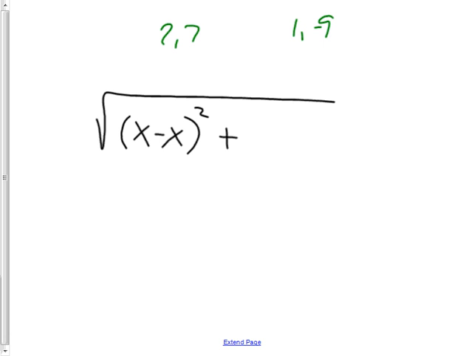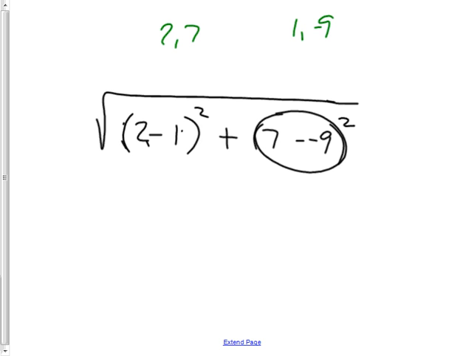Plus in the floor in between the 2. And here's the Y's fighting. Oops, Y's. And so hopefully you said my X's in this case are 2 and 1. And the other ones are the Y's. And that's 7. Be careful here. 7 minus negative 9. And yes, I've got to be careful with those negatives. So that becomes 7 plus 9, which is 16. 16 squared. Oh, that's evil. And then 2 minus 1 is 1. 1 squared is 1. So that part's easy.